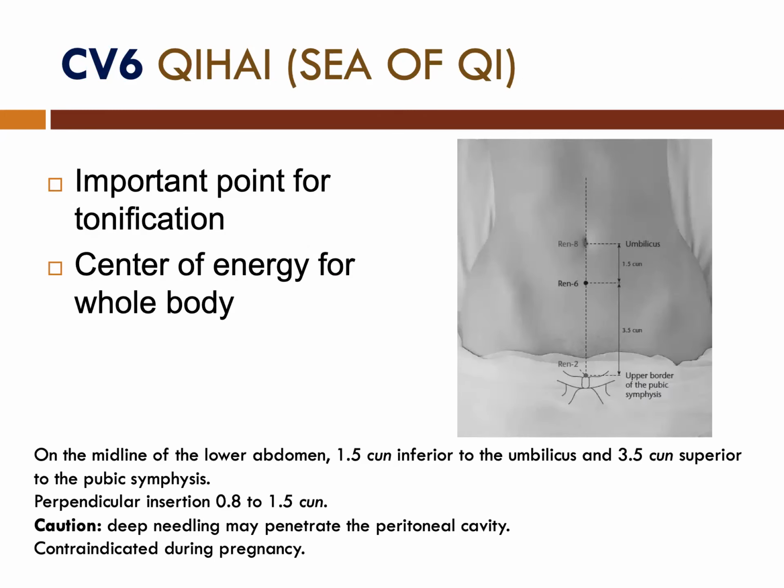Next point is CV6, or the Sea of Qi. This point is very important for tonification. It's also the center of energy for the whole body. It's located on the midline of the lower abdomen, 1.5 cun inferior to the umbilicus, and 3.5 cun superior to the pubic symphysis.